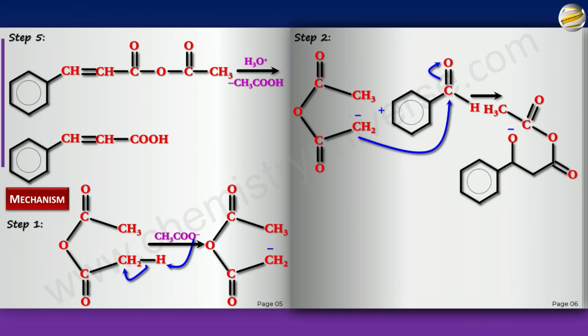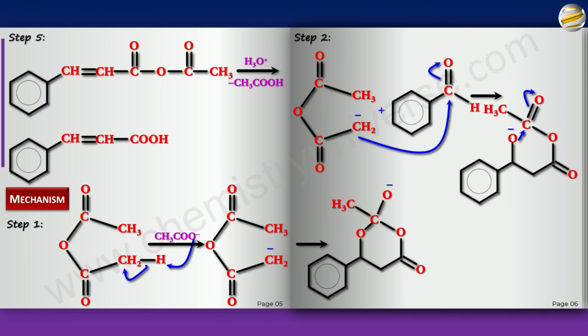But I'm going to write the product slightly like this. In the previous case, I simply wrote it in a linear way. Here, I'm going to write it in a little bit of a cyclic form, even though it's not a ring right now. But now what happens is the weird part. This O minus attacks the carbon and the pi bond goes to O, and you do get a cyclic thing. Can you understand that? This is the O that became the minus here.